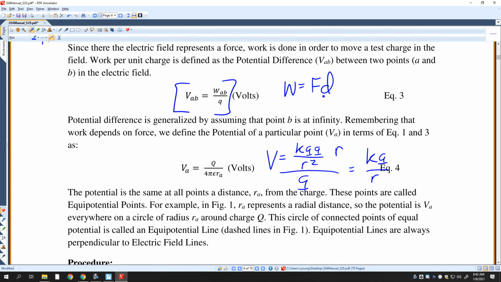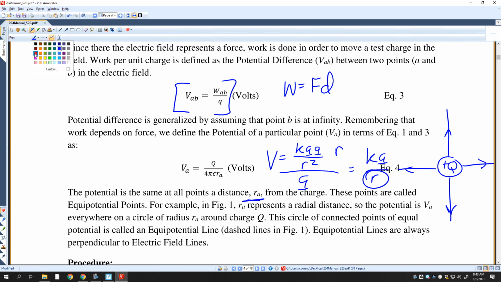The potential is the same at all points at a distance r_A. That's just saying that if this is constant, then the potential is the same. So let me draw my positive charge. These are my field lines, as we've already seen. I'll do the potentials in red. So if this is a distance r, my potential is V. And actually, I'm going to put a V1 on there. This is also V1, and this is also V1.